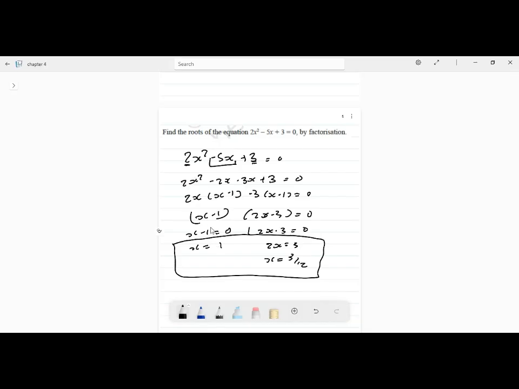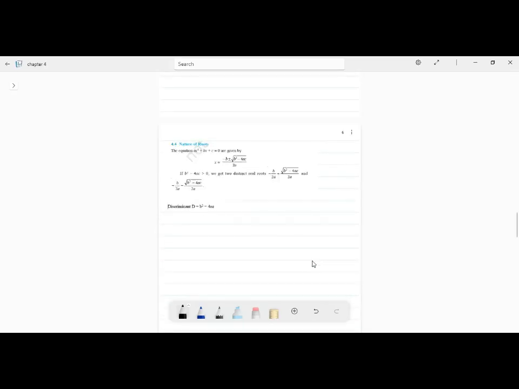So if we put x equal to 1, then 2 into 1 square is 2, and minus 5 into 1 is minus 5, plus 3. So 2 minus 5 plus 3 is equal to 0. So it is satisfied by both the values, x equal to 1 and x equal to 3 by 2. If the factorization is hard, we can switch to another method, which is the quadratic formula.